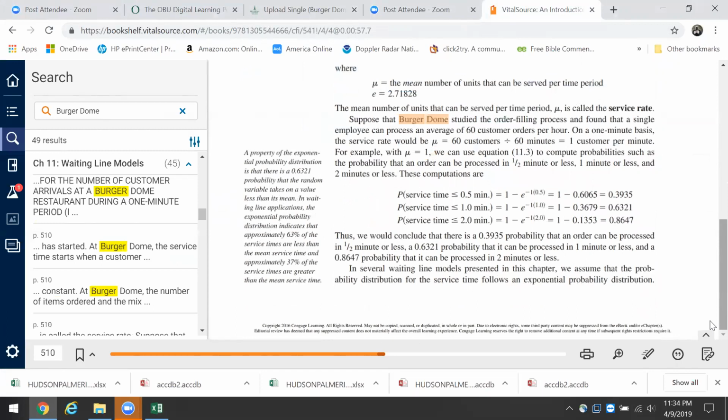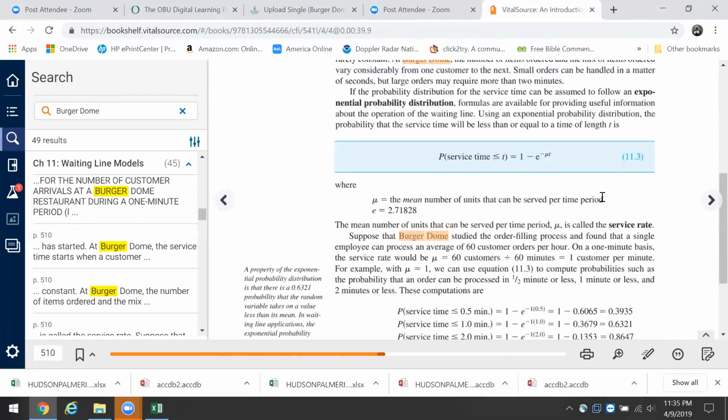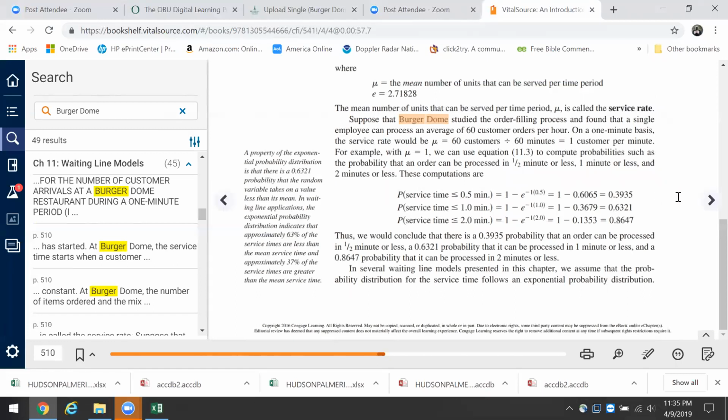And so we can see that the authors give us, over here in the note, the property of the exponential probability distribution. There's a 0.6321 probability that the random variable takes on a value less than its mean. And so when we talk about half a minute or less, we're basically saying this is the mean and the eigenvalue applied to it. And that's how we get those probabilities for service time.